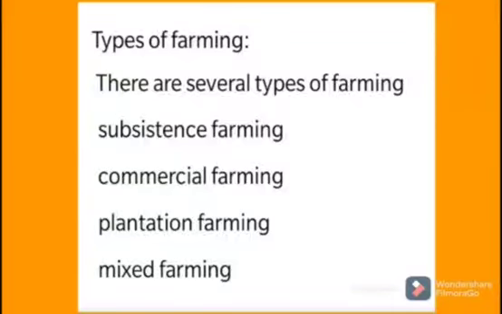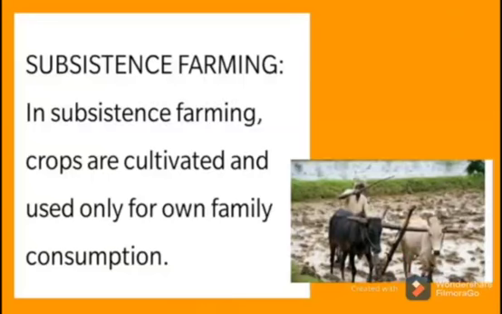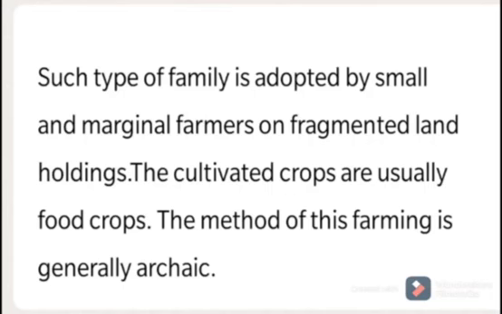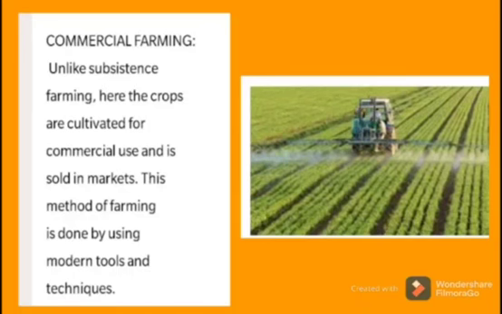Types of farming. There are several types of farming: subsistence farming, commercial farming, plantation farming, mixed farming. Subsistence means supporting at one minimum level. Subsistence farming. In subsistence farming, crops are cultivated and used only for own family consumption. Such type of farming is adopted by small and marginal farmers on fragmented land holdings. Fragmented means a broken part. The cultivated crops are usually food crops. The method of this farming is generally archaic. Archaic means very old.